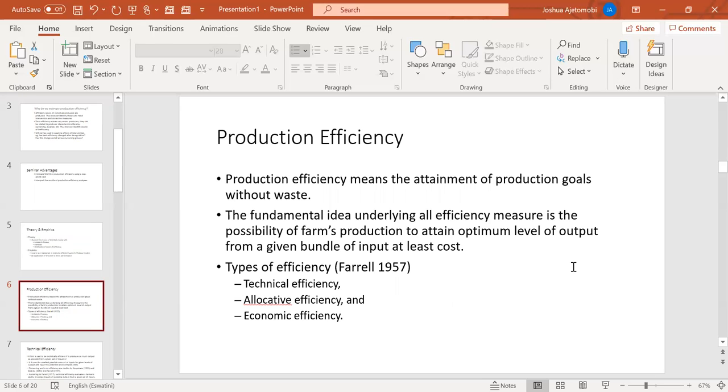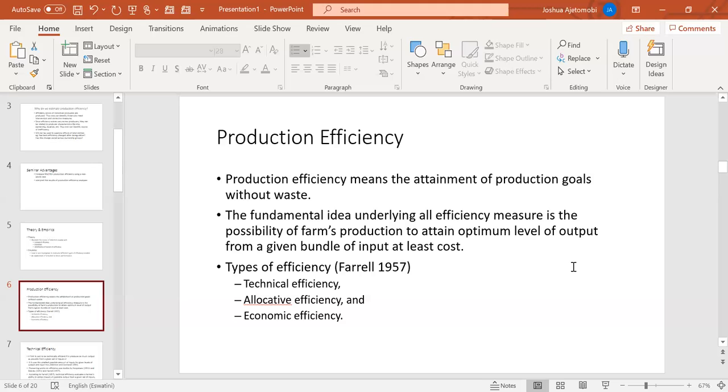But the summary of it is what I want to present here. So production efficiency means attainment of production goals without waste. And the fundamental idea underlying all efficiency measures is the possibility of farm production to attain optimum level of output from a given bundle of input at least cost. Your target is profit maximization. You want to maximize your profit at least cost. You want to get the maximum output using the least cost approach.